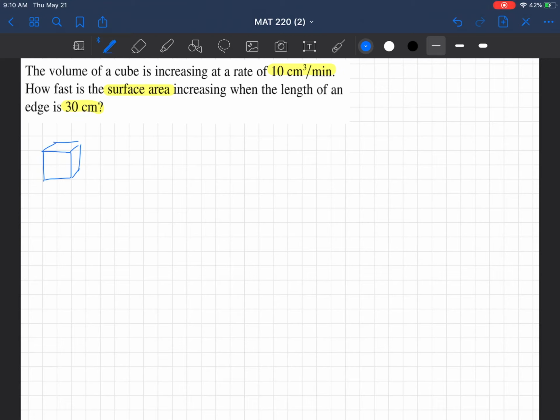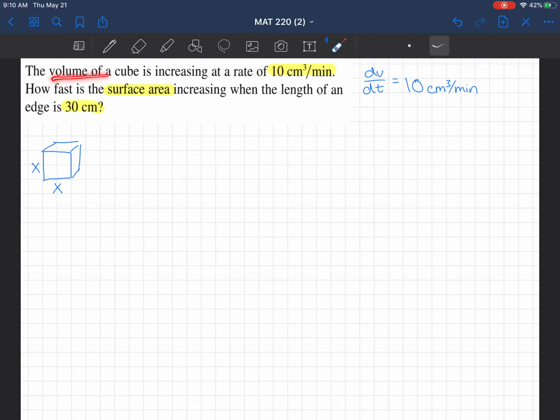and label our sides. I like to label using x as my variable. And then before we do anything else, we were given the rate of the volume. So I'm going to write that in the corner here as dV over dt to symbolize the rate of my volume. And that was equal to 10 centimeters cubed per minute.